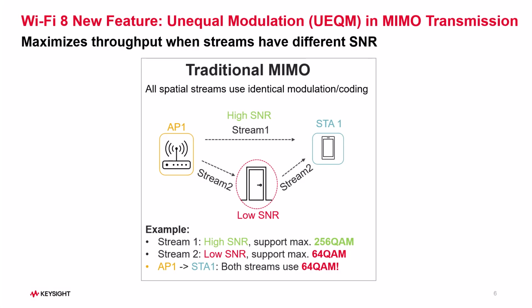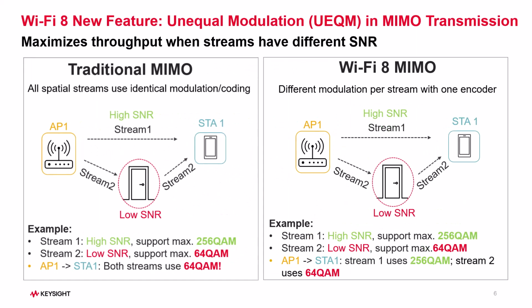In traditional WLAN MIMO, all spatial streams use the same modulation. That means if one stream has poor SNR, everything slows down. Wi-Fi 8 changed that with unequal modulation across streams, boosting throughput when SNR varies.